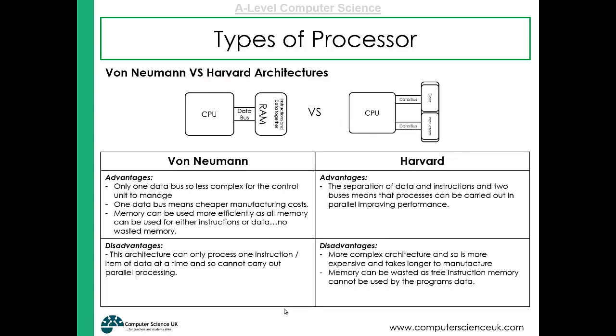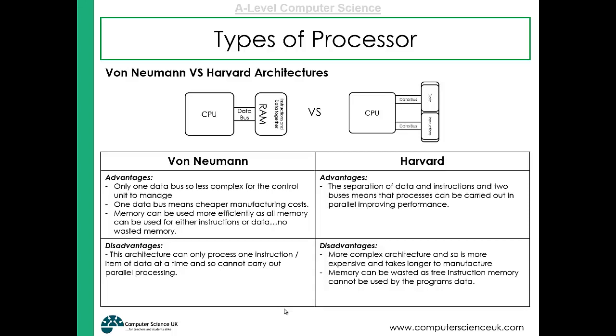So in terms of the advantages and disadvantages, with the von Neumann architecture, advantages are that you've got one data bus, so it's less complex for the control unit to oversee what's going on in the CPU. So it's much easier for the control unit to manage that. One data bus means that it's cheaper to manufacture von Neumann architecture. And also, probably the most important, is that the memory can be used really efficiently. So all the memory can be used for either instructions or data. You don't waste any memory at all. You can fill it all up with either instructions or data.